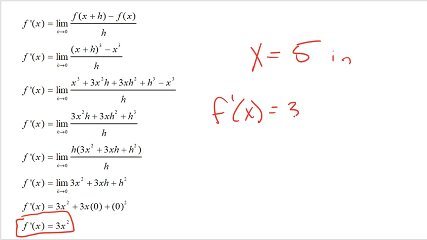So I'm just going to plug in 3 times 5 squared. 5 squared is 25. 25 times 3 is 75. So at the instant where the cube has a dimension of 5 inches, its speed, right, its rate of change is 75 cubic inches per 1 inch.